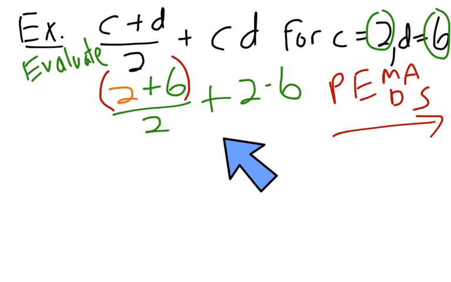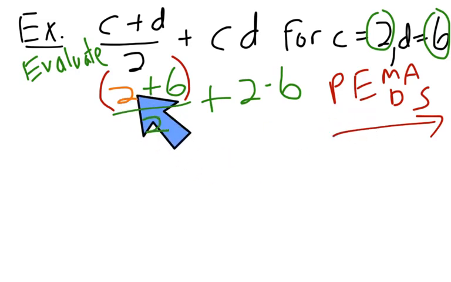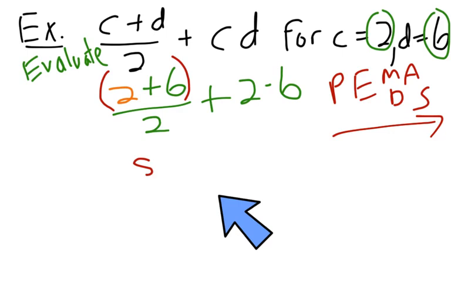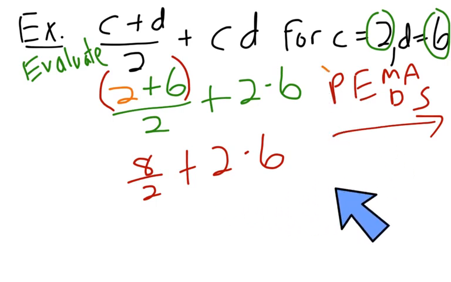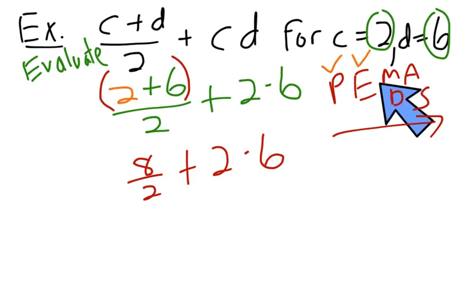And now I do have parentheses, so I'm going to do parentheses first. I'm going to do the 2 plus 6, and I'm going to get 8 over 2 plus 2 times 6. I'm bringing everything else down. And now I'm looking here. I've already done parentheses, so I'll check that off. I don't have exponents, so I'll check that off. Multiply and divide. Remember, a fraction bar means divide. And we also have multiply over here, but which one comes first from left to right? Division. So I do 8 divided by 2 first.